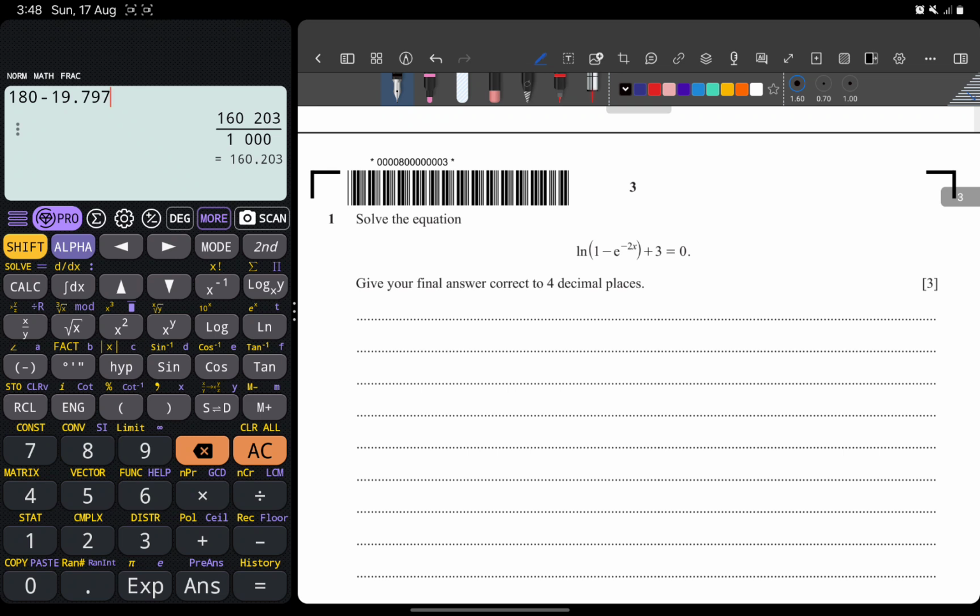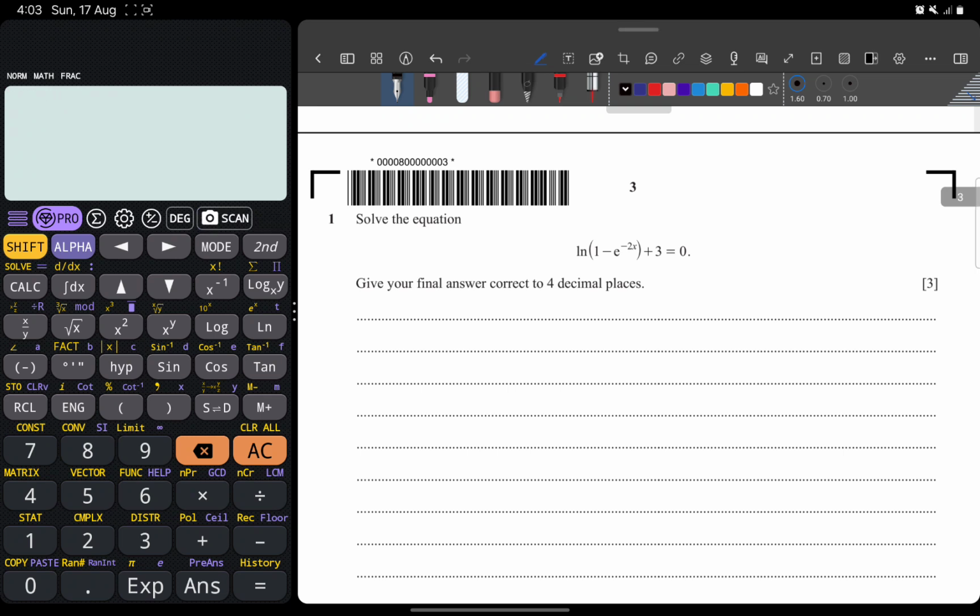We have ln of 1 minus e to the 2x plus 3 is equal to 0, and we want to solve it. That's the only thing we have for logarithmic stuff: logarithmic equations. For exponential, we have exponential equations and exponential inequalities, and then we also have how to transform an exponential equation to linear form. So a lot of things come for exponentials, but for logarithms, we only have this. Let's see how we're going to solve this one now.